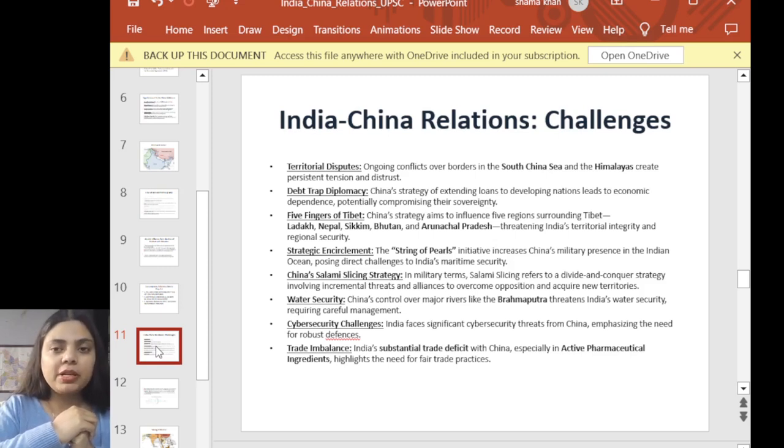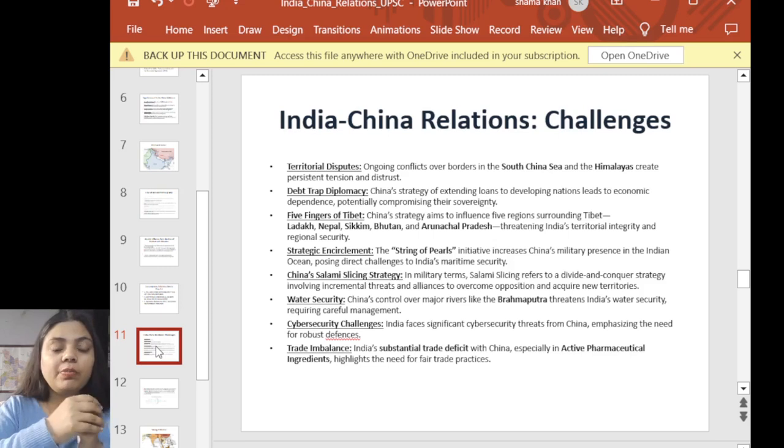Debt trap diplomacy: I have explained that India does not have a positive trade relation, as we export less than what we import. The five fingers of Tibet are important, and you have to remember these five regions: Ladakh, Nepal, Sikkim, Bhutan, Arunachal Pradesh. China tries to have influence over these regions, and Ladakh, Sikkim and Arunachal Pradesh are Indian territory, so there is a threat and an area of conflict between India and China.